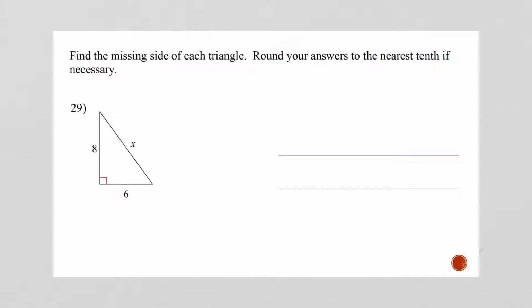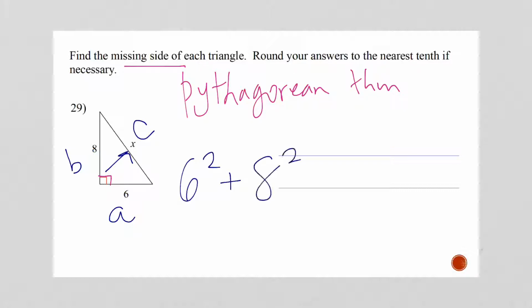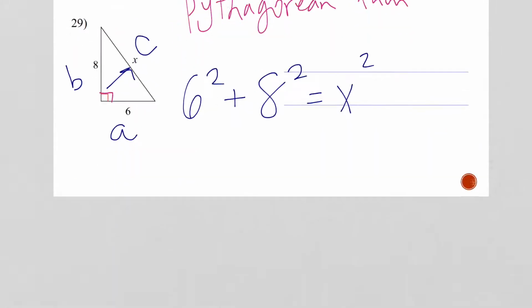On this question, they're asking us to find the missing side. This is a right triangle, so you're using the Pythagorean theorem. Your C value has to be the hypotenuse, which is our x. I can leave it as x or I can leave it as C, it doesn't matter. I'm going to let my smaller number equal A, the other be my B, and x has to be my C value.